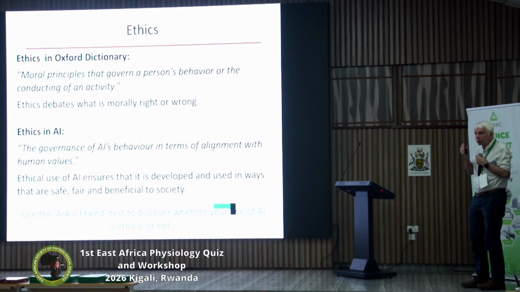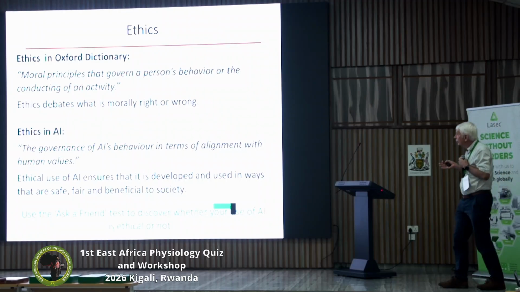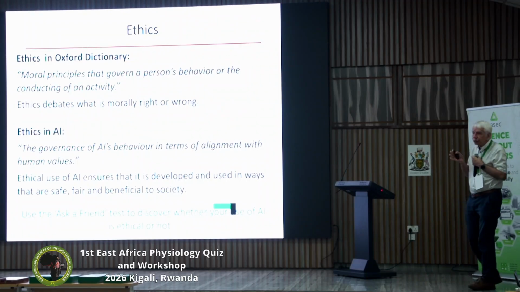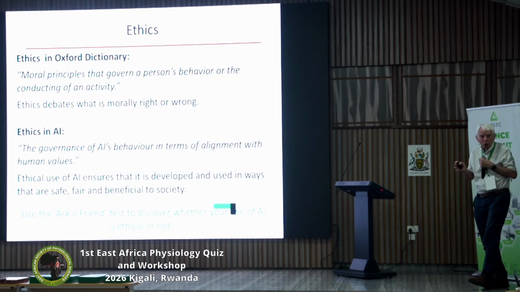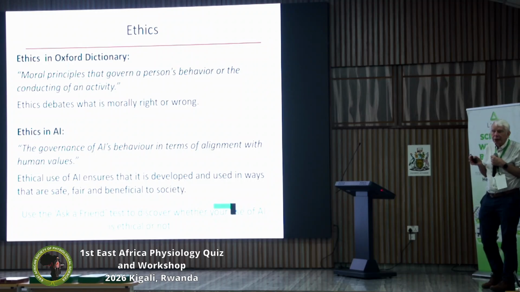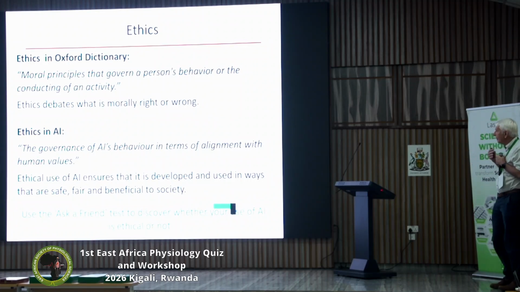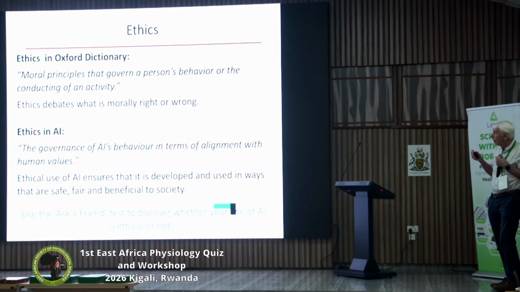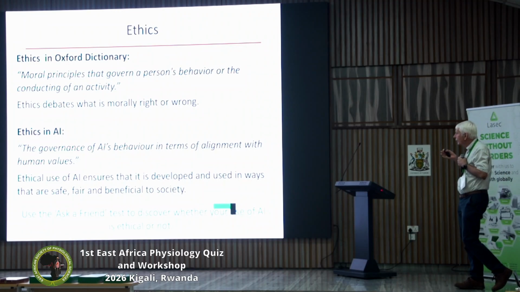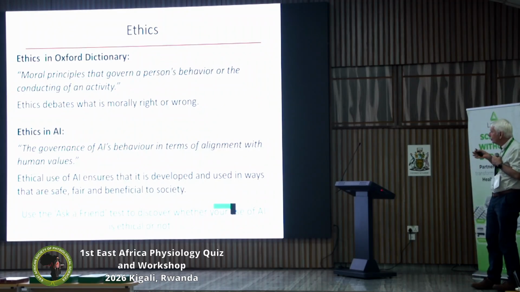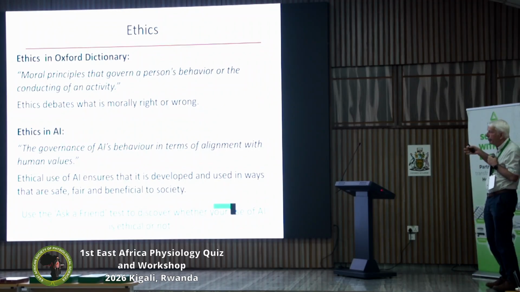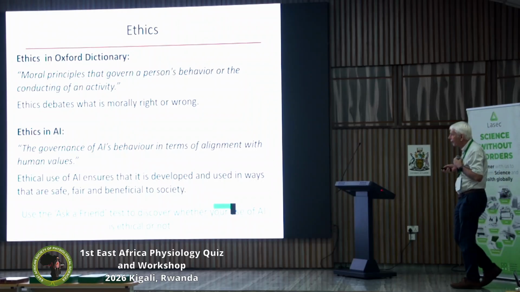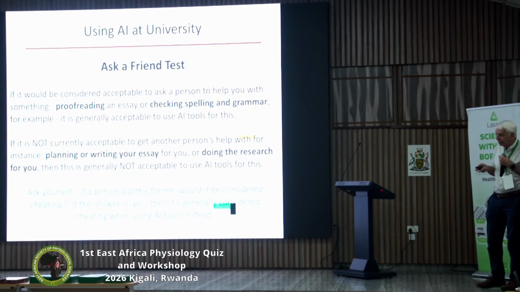There's ethics. Of course, ethics is in general the discipline which debates what is morally right or wrong. If we think about ethics in AI, it's the governance of AI's behavior in terms of alignment with human values. So the ethical use ensures that the programs are developed and used in ways which are safe, fair, and beneficial to the society.